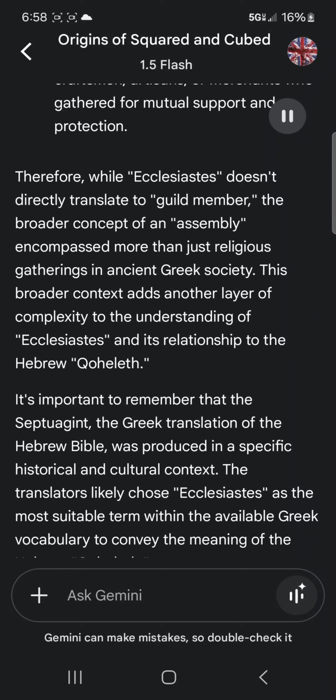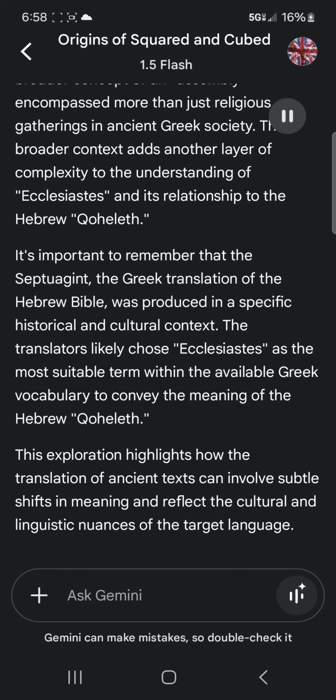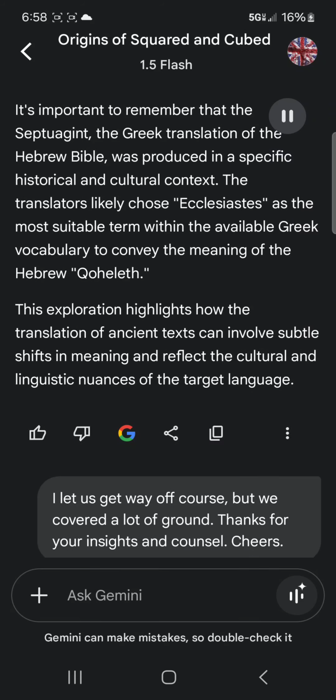This broader context adds another layer of complexity to the understanding of Ecclesiastes and its relationship to the Hebrew koheleth. It's important to remember that the Septuagint, the Greek translation of the Hebrew Bible, was produced in a specific historical and cultural context. The translators likely chose Ecclesiastes as the most suitable term within the available Greek vocabulary to convey the meaning of the Hebrew koheleth. This exploration highlights how the translation of ancient texts can involve subtle shifts in meaning and reflect the cultural and linguistic nuances of the target language.